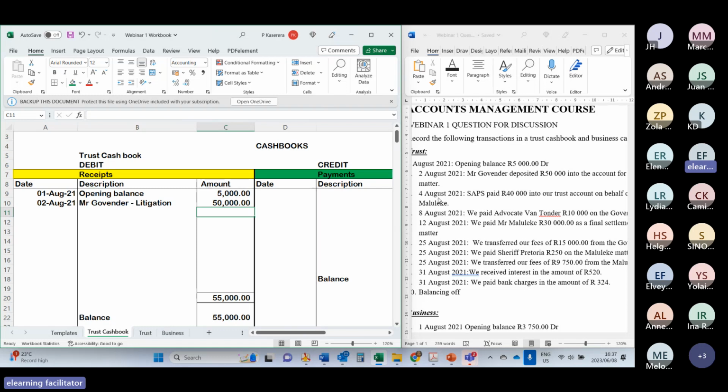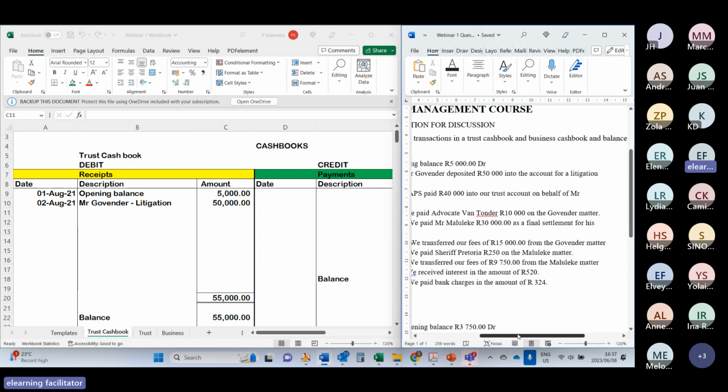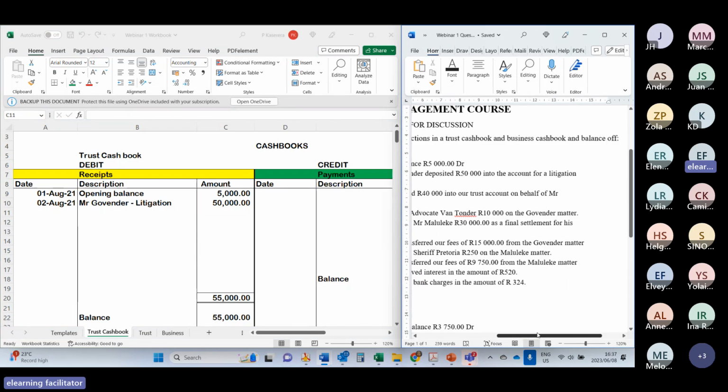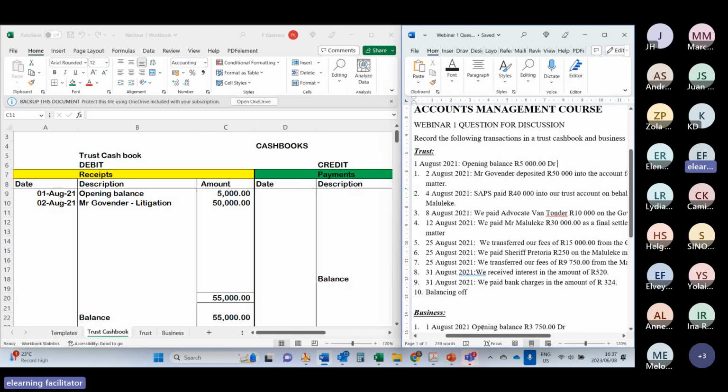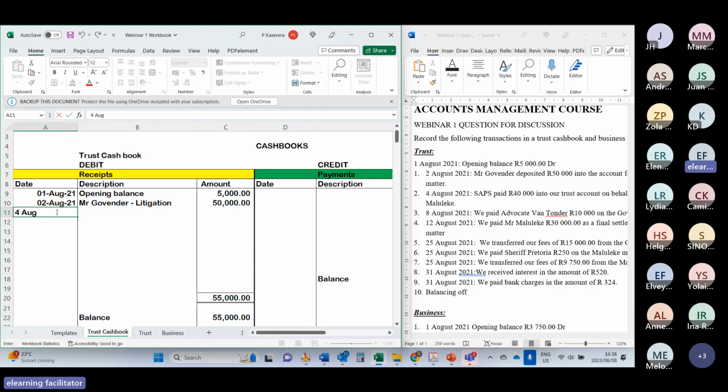And then we are told that on 4 August 2021, SAPS paid 40,000 into our trust account on behalf of Mr. Maluleke. Okay, so it's money being paid into our account. It's a receipt on 4 August 2021. So our client is Mr. Maluleke. We can show that it's also from SAPS just for tracking purposes, but if you have a file reference, it becomes easy. And how much is it?